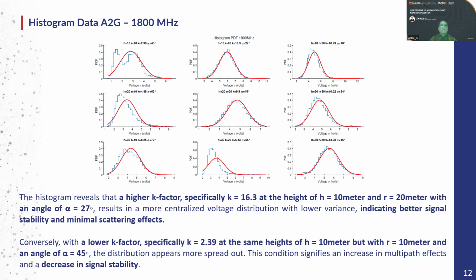Conversely, with a lower K-factor value such as K equals 2.39 at the same height of 10 meter, but at a closer distance of 10 meter and an angle of 45 degree, we observe a more dispersed distribution. This condition indicates an increase in multipath effect. From the data result, a higher K-factor contributes to better signal quality.